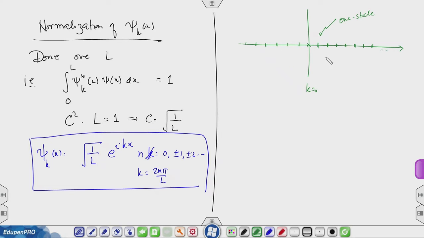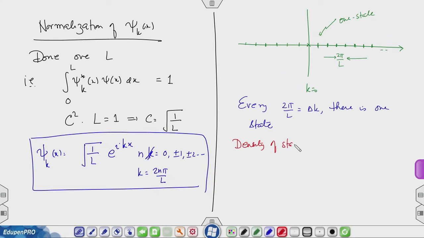Although I have shown this distance to be large, it is actually going to almost 0. So, I can write that every 2 pi by L equals delta k, there is one state. So, density of states is equal to 1 over 2 pi by L per k, which is equal to L over 2 pi.